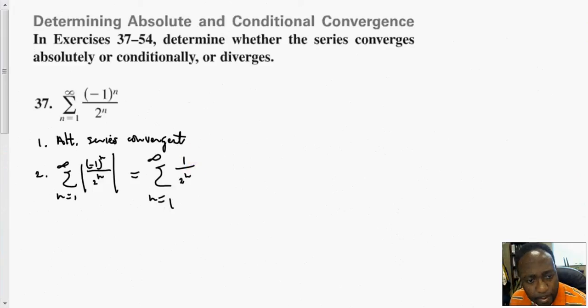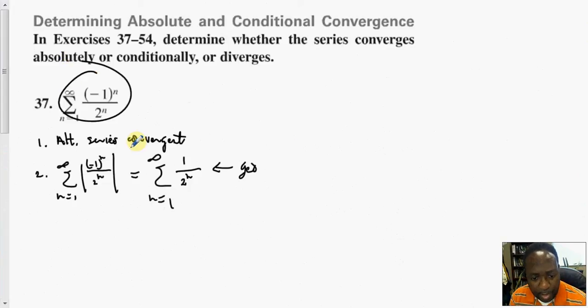How come my n's don't look like n's? This guy is a convergent geometric series. So it converges both ways. By itself, the alternating series converges, and then remove the negative ones to the n, and it also converges. That means that it converges absolutely.